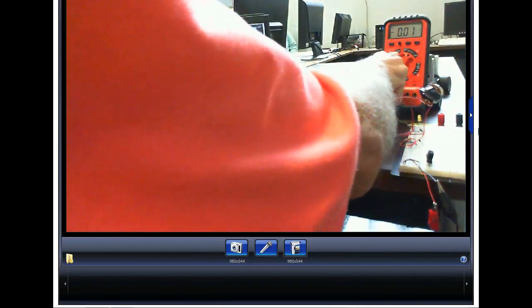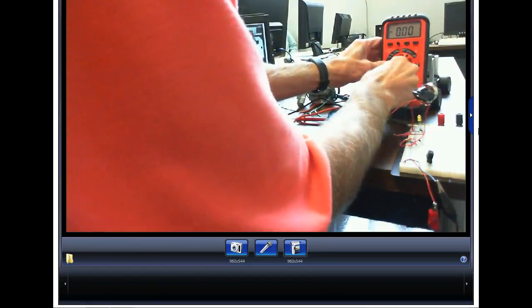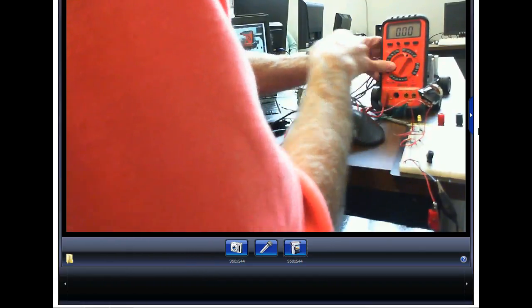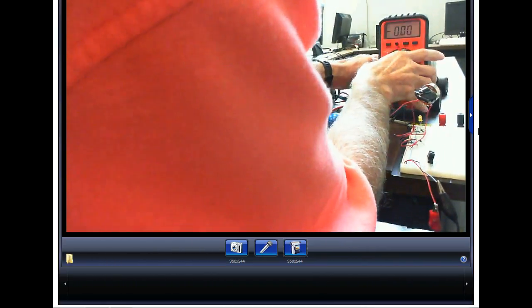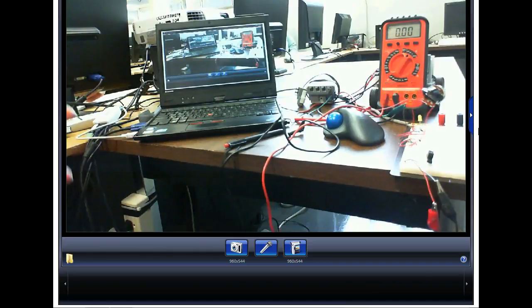So this is a voltmeter that we use to measure all kinds of things. It's actually a digital multimeter. This is analog, yeah.